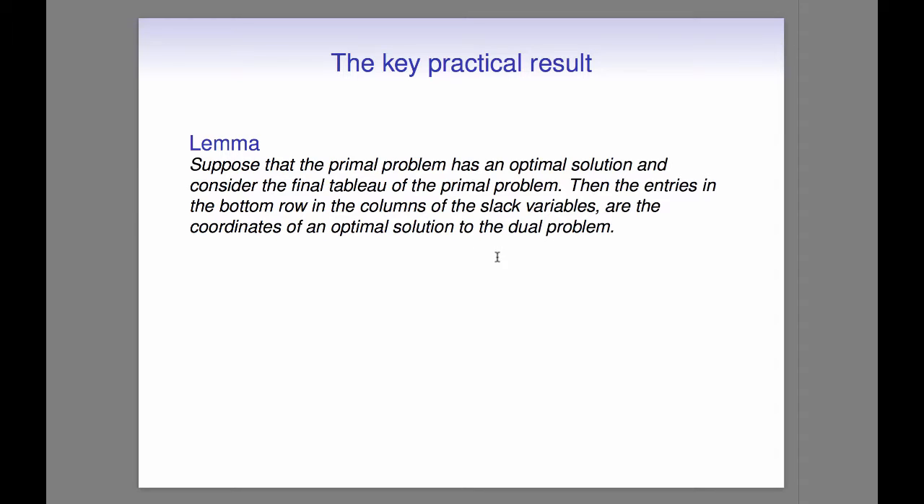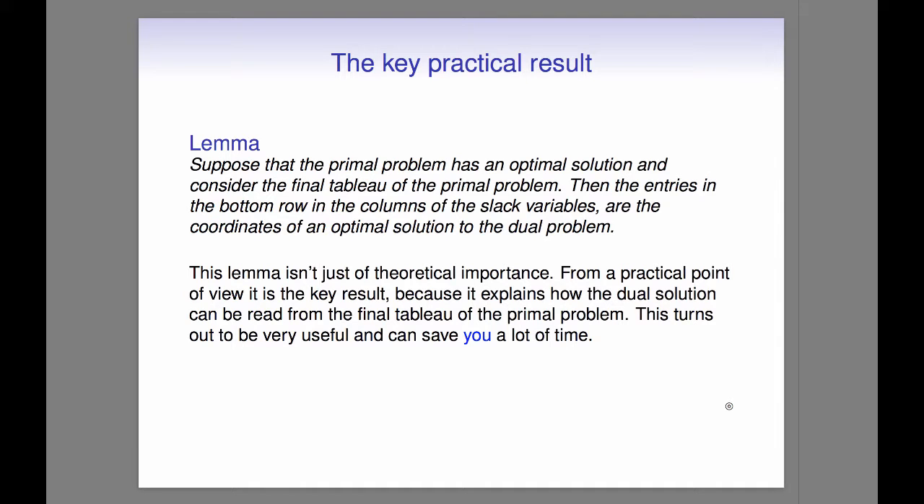Now what the lemma says is that if you have a primal problem and you compute it by going through calculating the different tableaus, then when you look at the final tableau in that process, and you look in the bottom row in the columns of the slack variables, the numbers that appear there are in fact the solution, the coordinates of the dual problem. So when you solve a linear programming problem, you obtain the solution both to the primal problem and to the dual problem. Both of them are there.